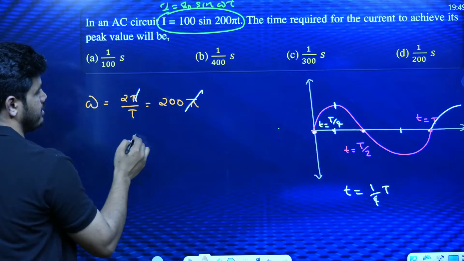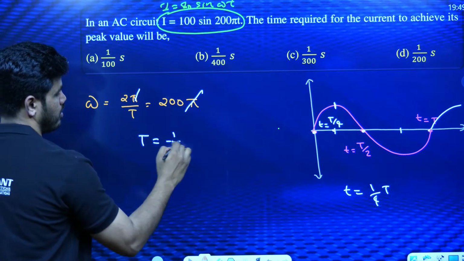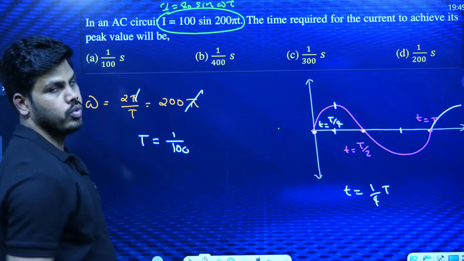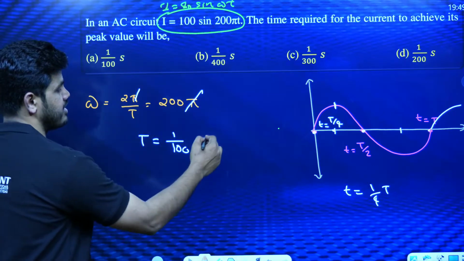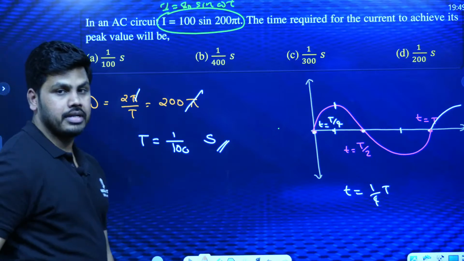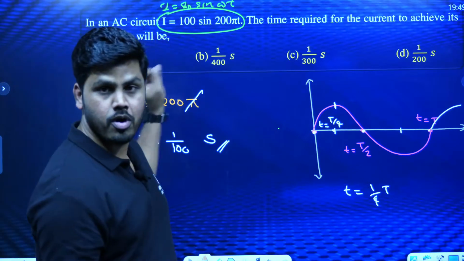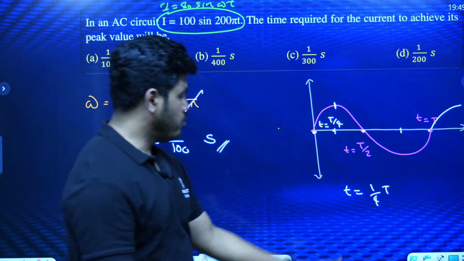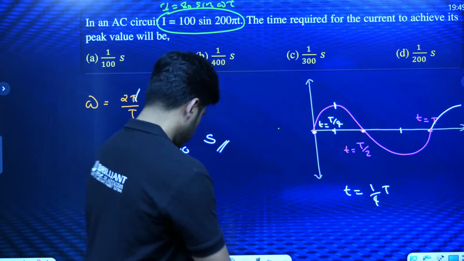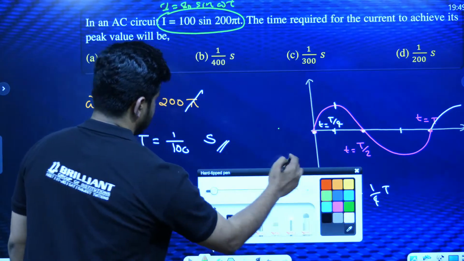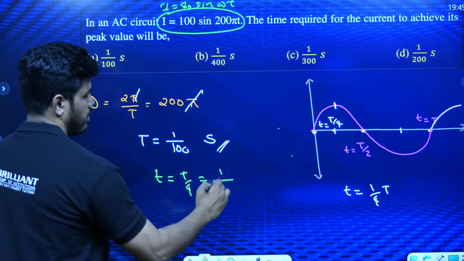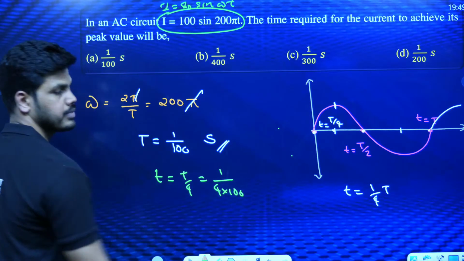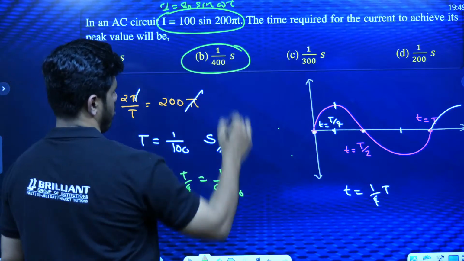We can say pi gets cancelled. So T is going to be 1 by 100, right? 200 can be cancelled by 1 and 100. So T is equal to 1 by 100 seconds. But that is not our answer. See, 1 by 100 is one of the options. We need what? 1/4 of that time interval. So be careful. 1/4 of the time interval is the required time, T by 4, which is 1 by 4 into 100, right? So your answer is going to be option B.